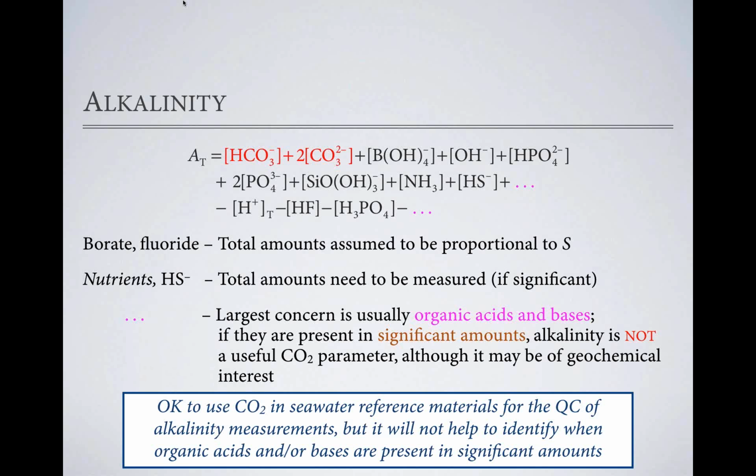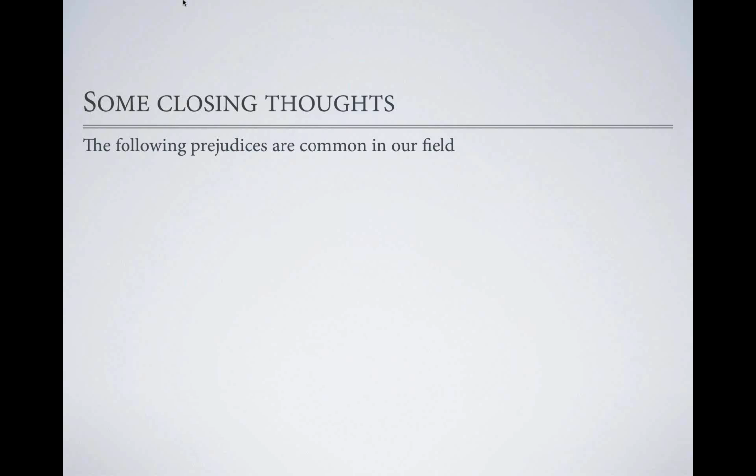Of course, you can use CO2 and seawater reference materials for quality controlling the alkalinity measurement, and you could even test for a lower salinity water by taking our reference material and diluting it by weight with deionized water to get yourself a lower salinity, which you can calculate because you've just diluted by weight, and a lower alkalinity. You would calculate that as well. And it would tell you that your equipment was also working at a different salinity. But it won't help you identify whether these organic acids and bases are present in significant amounts.